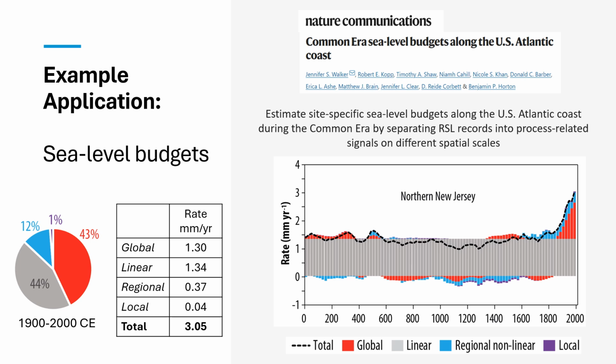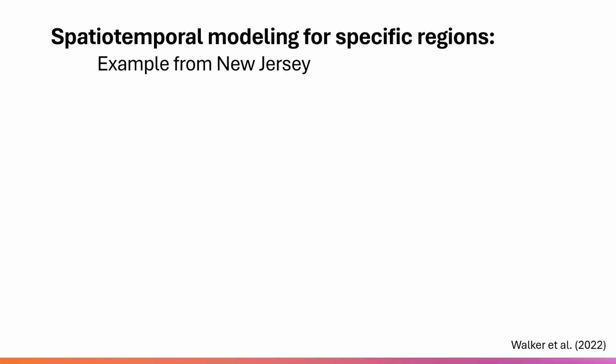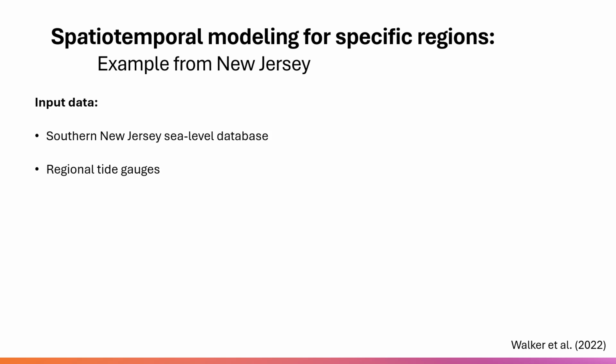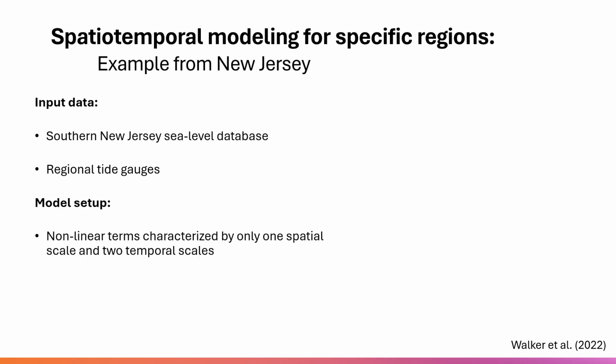Now, everything I've talked about so far has been using the global database of proxy reconstructions as input into the model, but you can also use the spatiotemporal model for specific regions as well. And I'll just give two quick examples for how that would work. One from New Jersey. So some work that I did was just using a southern New Jersey sea level database as input into the model with regional tide gauges. So I think there were 5 or 6 tide gauge records that I used along with just proxy data from southern New Jersey.